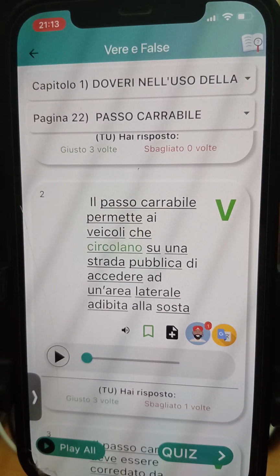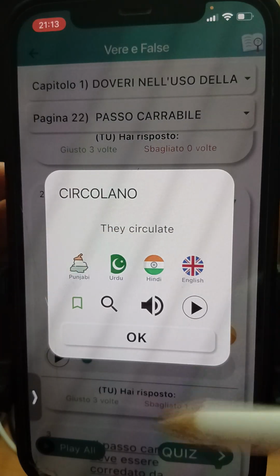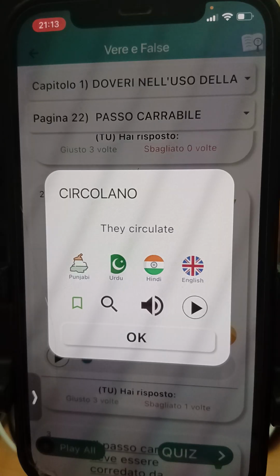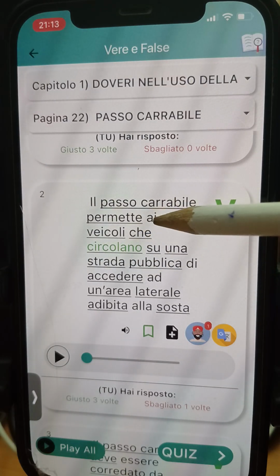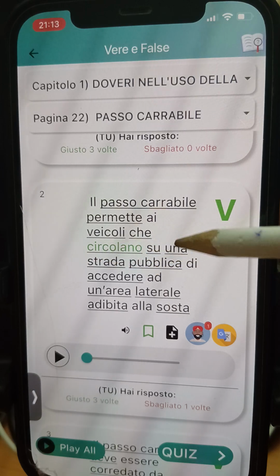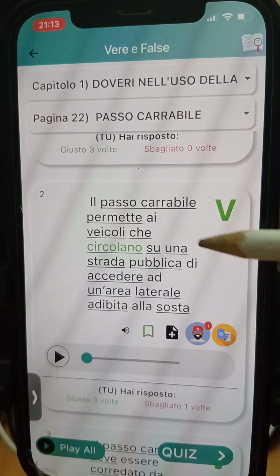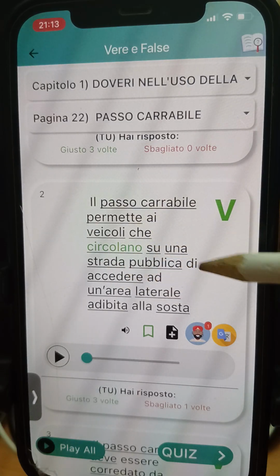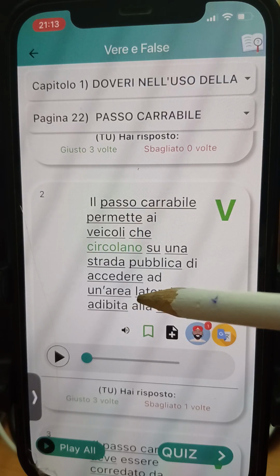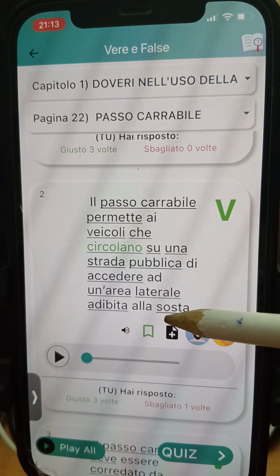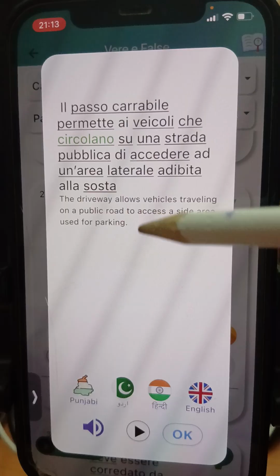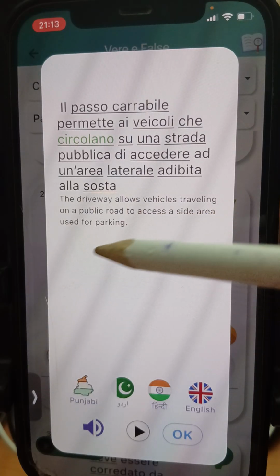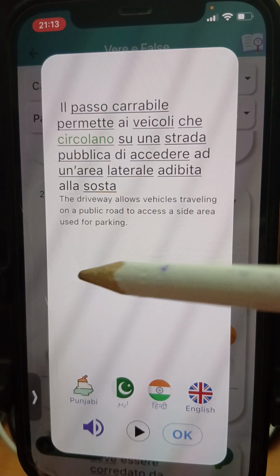Now let me put it in simple English. Circolano means circulating. Okay, so let me come again. E say passo carabile e allow vehicle wey dey circulate, wey dey drive for public road, to access an area that is by the side, that is kept for parking. E say the driveway allows vehicle travelling on a public road to access a side area used for parking.